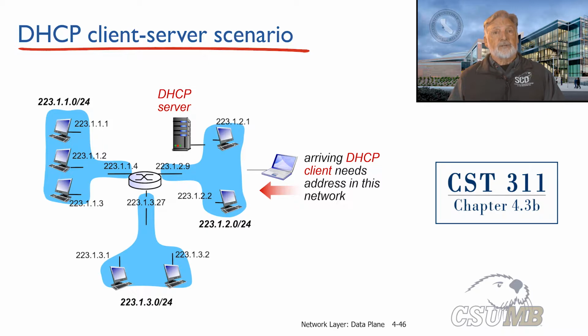Now, if a host is in the other 2 networks, 223.1.1.0 and 223.1.3.0, and requests an address from a DHCP server, there will have to be a relay agent to send the DHCP messages across the router to the network that the DHCP server resides in. Typically, the router can be configured to act as the DHCP relay.